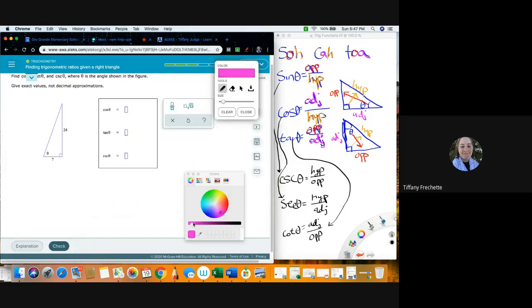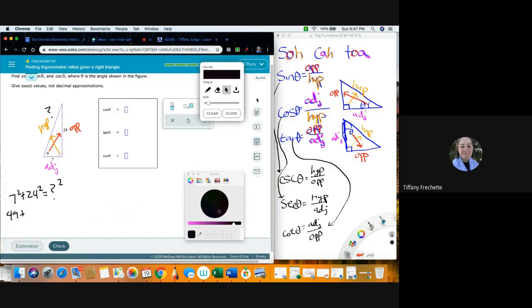Okay, so let's go ahead and label our pieces here. So here's our angle of focus. This is our opposite. Our hypotenuse is across from the 90. And our adjacent is between our angle of focus and the 90. And we don't know our hypotenuse. So here's our question mark. So now we're going to do a squared plus b squared equals, we don't know, c squared. We have 49 plus, I don't know, 24 squared.